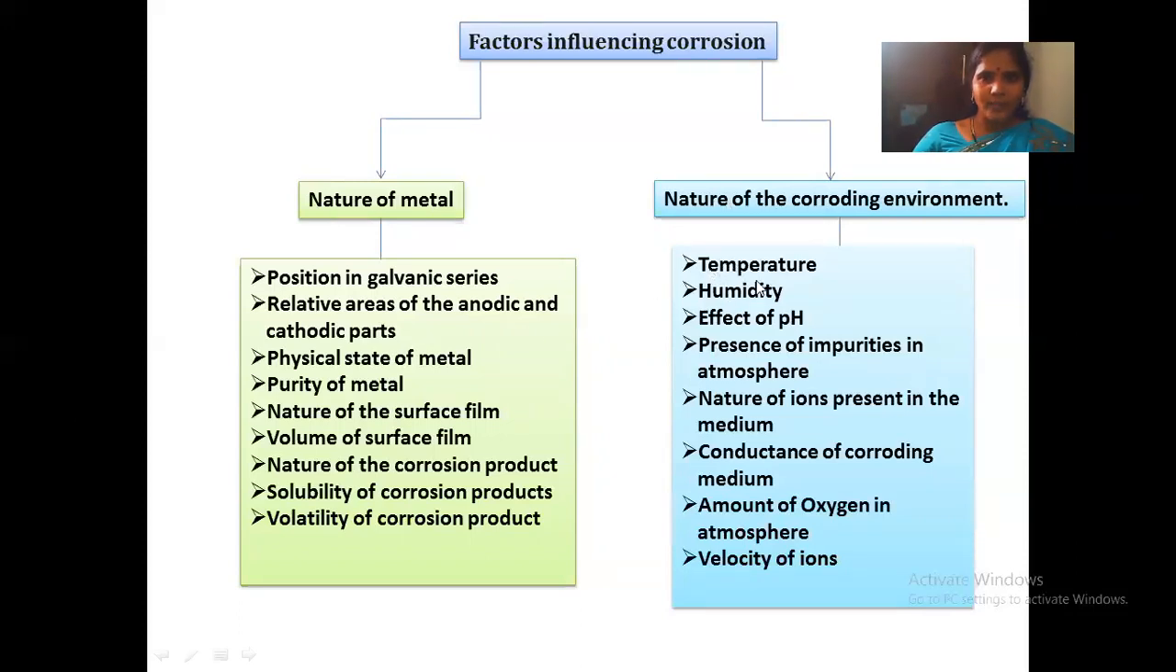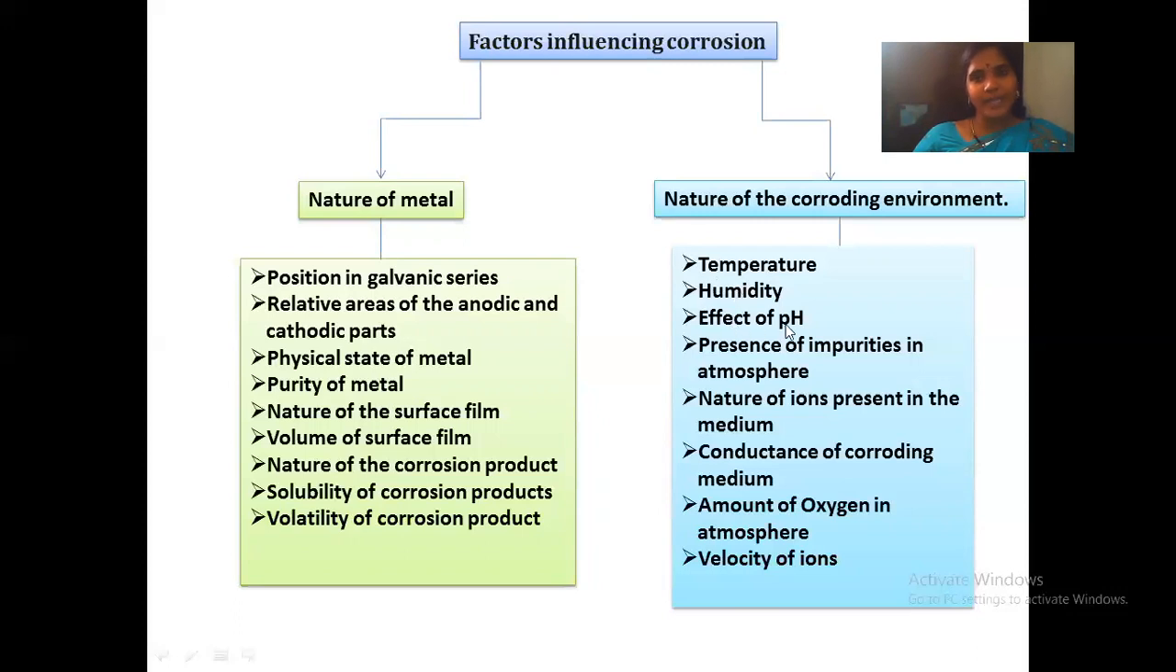In the nature of the corroding environment, the first factor is temperature. As we know, the rate of reaction increases with increasing temperature, so the rate of corrosion also increases. Next is humidity. We saw in my previous video, when comparing chemical and electrochemical corrosion, that electrochemical corrosion is more rapid than chemical. Humidity is the basic difference between the two. When humidity is present along with our metal in the environment, the corrosion rate will also be more.